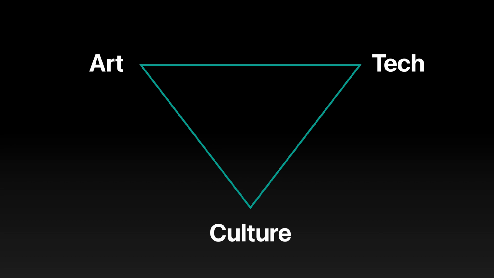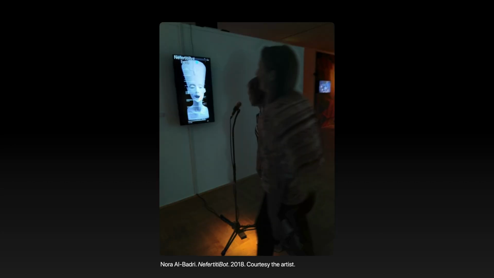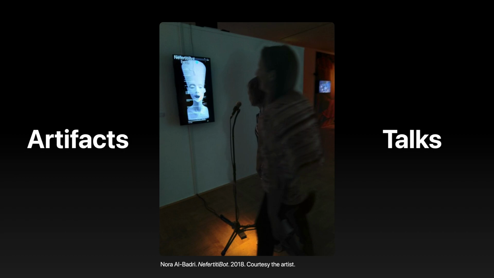Let's see some examples. For example, in this one, which is Nefertiti Bot in 2018, this artist made a bot out of a museum artifact. So the artifact talks to the viewers instead of the viewers seeing what is written on the wall text. The viewers can ask questions and hear the bot talk back to them. So the museum artifacts are not static anymore.